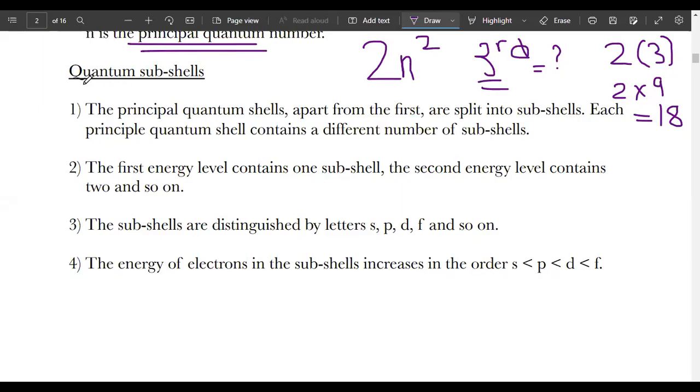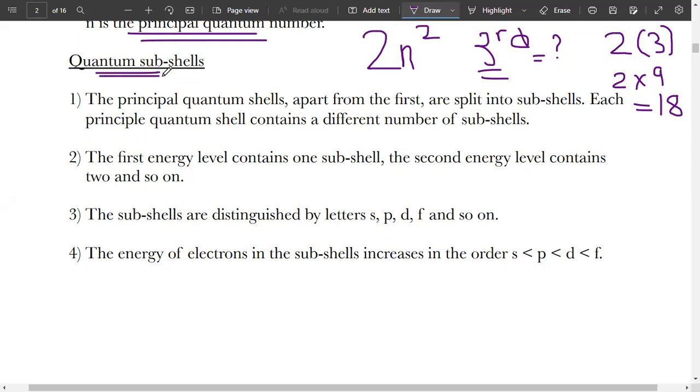Now what are quantum subshells? हमने क्वांटम शेल्स की बात करी, फर्स्ट शेल, सेकंड शेल, थर्ड शेल, फोर्थ शेल, व्हाटएवर सो ऑन. And we also call those principal quantum shells as the energy levels. The principal quantum shells apart from the first are split into subshells. पहले shells थे, अब इन shells की भी क्या है, subshells हैं.